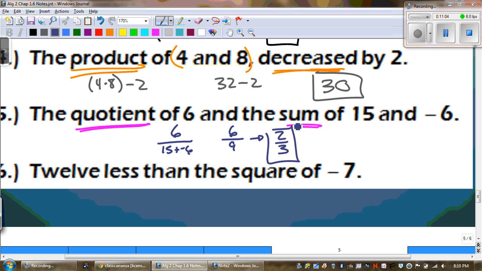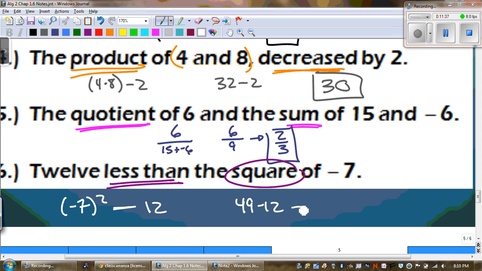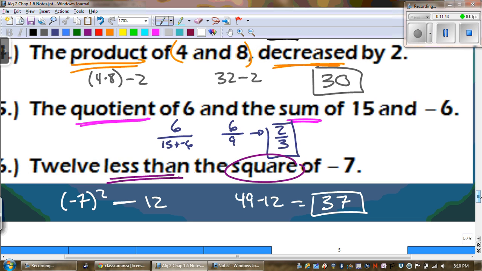All right, next one. 12 less than the square of -7. So a couple keywords that we see are less than and square. So when we write this one down, less than is one of those special ones that we subtract, but we have to switch the order so that 12 goes to the back and -7 comes out front. -7 squared is 49, and 49 minus 12 gives us 37.